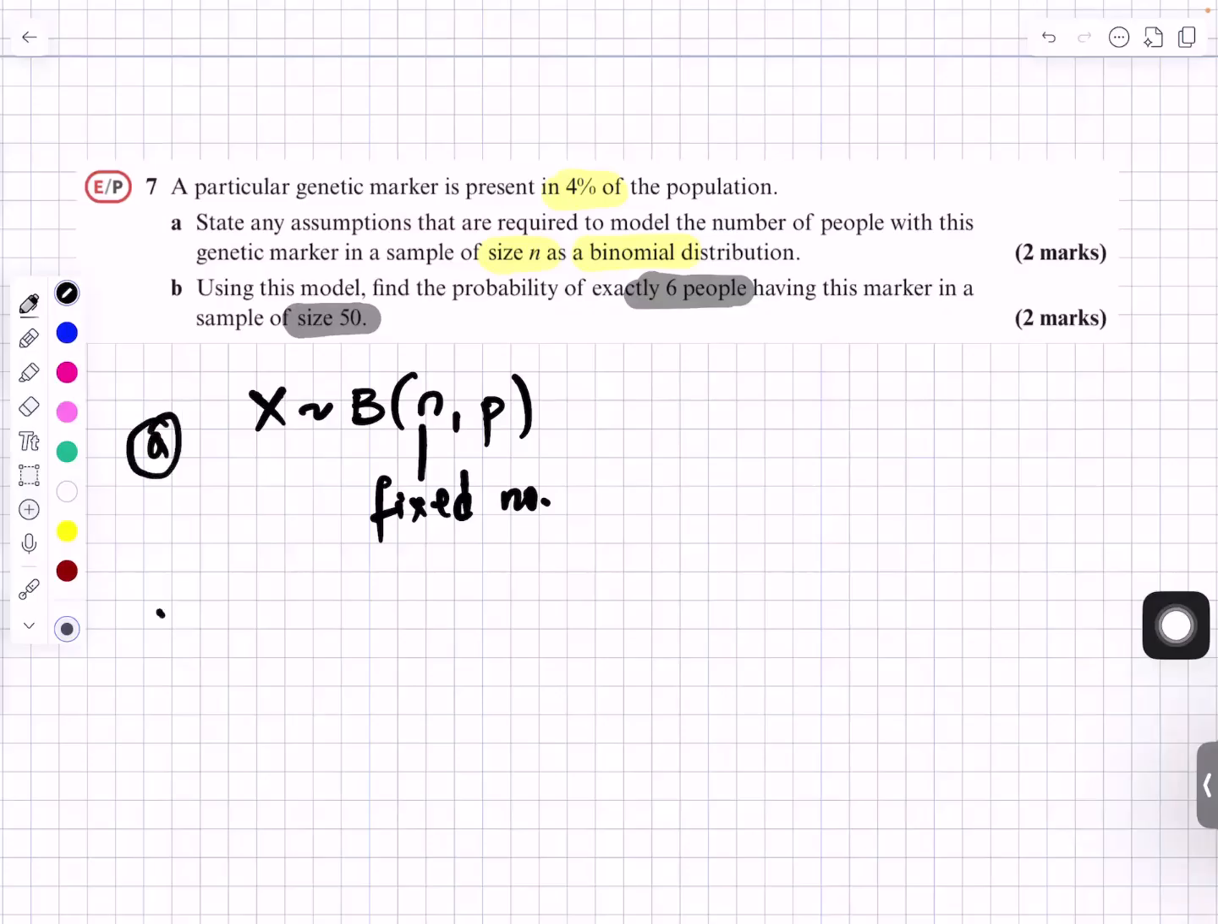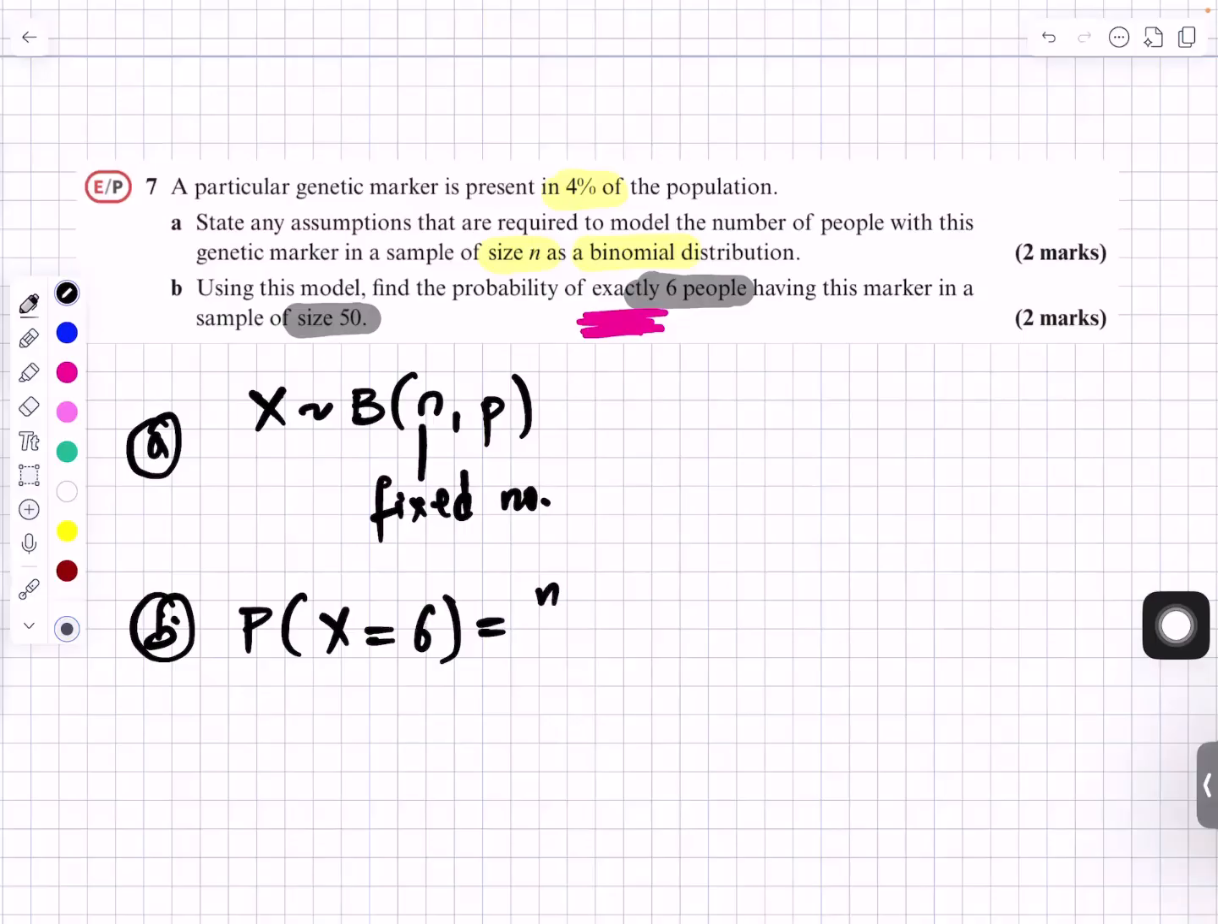And then for part B, we want the probability of X equals 6. You come and read the word, it says exactly. Sometimes they might say probability of at least 6. That means greater than or equal to 6. Sometimes the probability of less than 6. So you go and you look at the number, look at the word next to it. But this one says equals to 6.